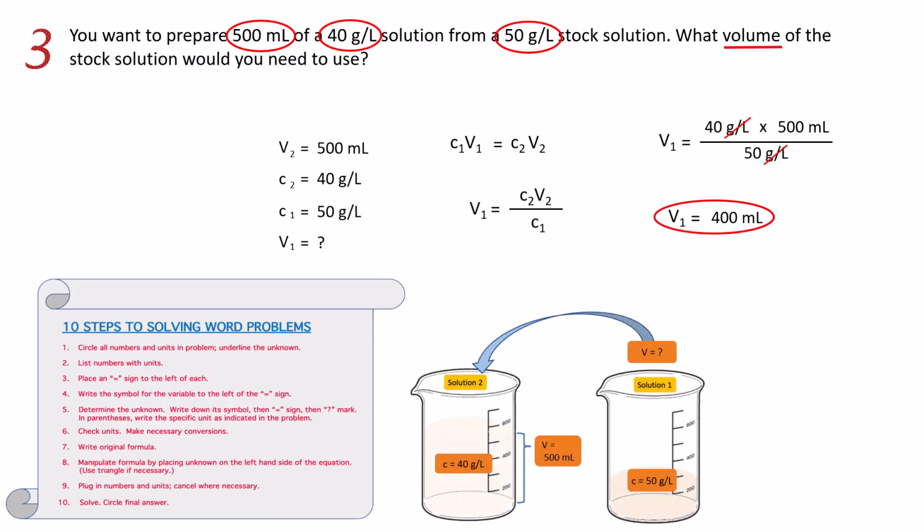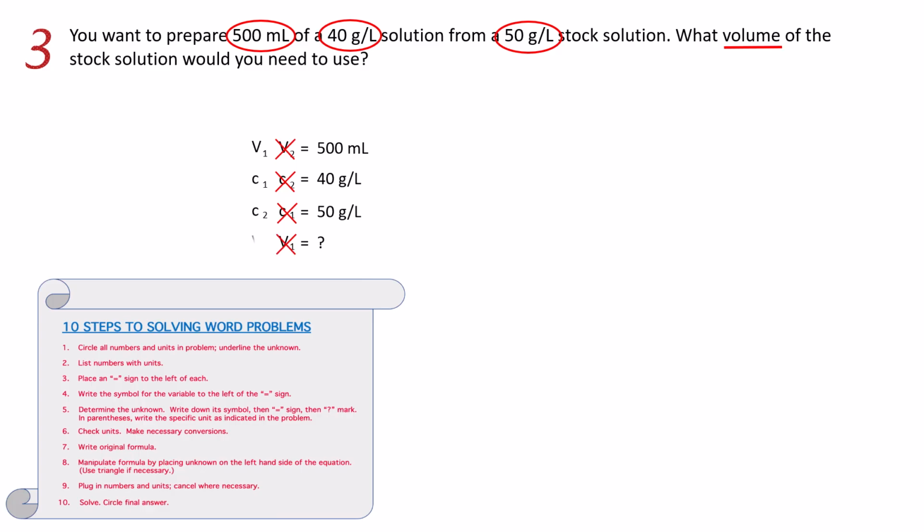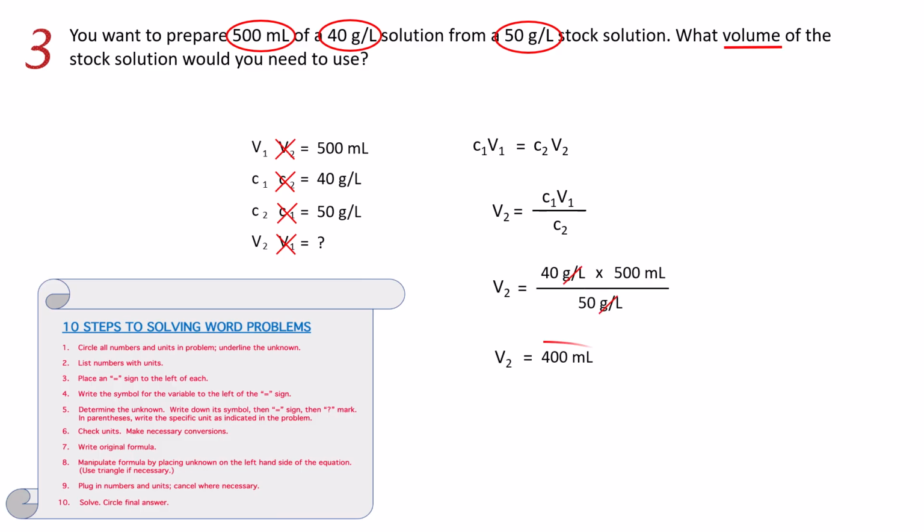I had mentioned previously that as long as the proper pairing is done, switching the subscripts does not affect the outcome of the calculation, and I will briefly prove that here. We'll replace V2 by V1, C2 by C1, C1 by C2, and the unknown is now V2. We solve for V2, and we get the same answer as we had previously gotten for V1.